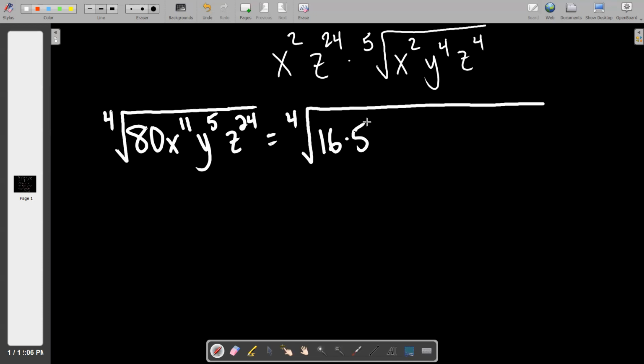Do we like x to the 11th? No. What are we going to bust them into? 8 and 3. Nice. Do we like y to the 5th? Nope. Y to the 4th times y to the invisible 1. And like here, again, you see I'm almost out of room. It looked like that's going to be plenty of real estate. Nope. Do we like z to the 24? We do, because 24 can be divided by the index 4. So I'm going to go ahead and leave him alone. So I barely left myself enough roof.